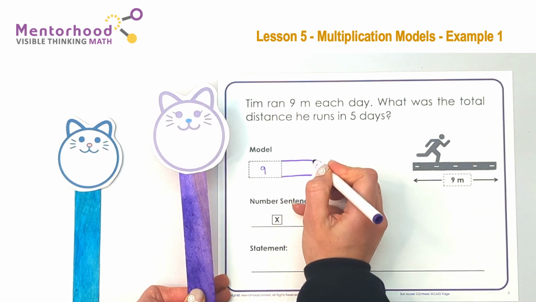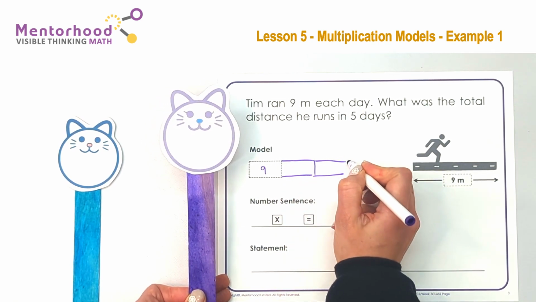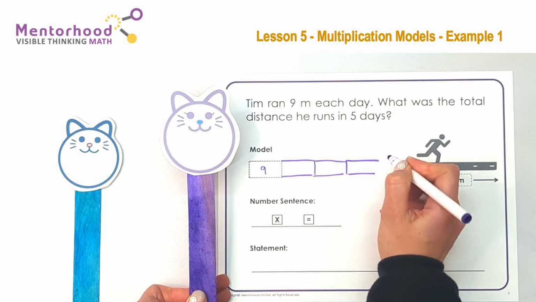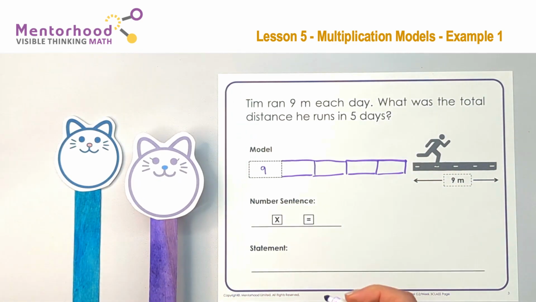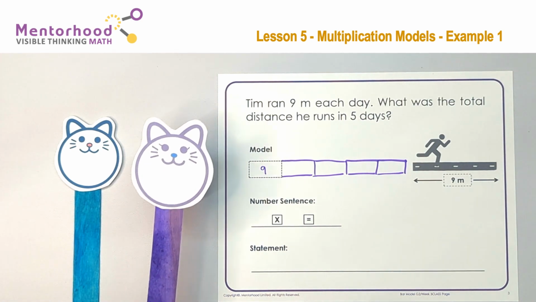2, 3, 4, 5 groups of 9. And we can write 9 in each box.